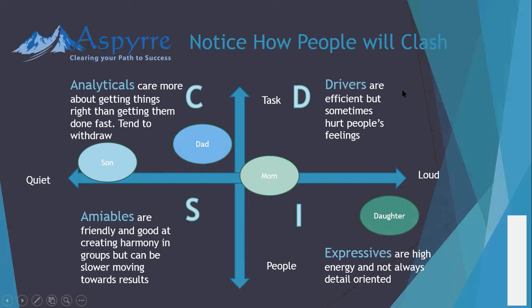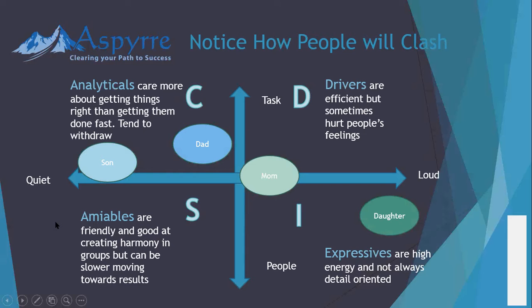The drivers have no intention to hurt people's feelings, which is why they're actually really good at accepting feedback, because they don't take things personally, and they don't expect anybody else to take things personally. So this is why amiables will sometimes misinterpret drivers' behavior as intentionally hurting people. Drivers do tend to hurt people, but they don't tend to do it intentionally.